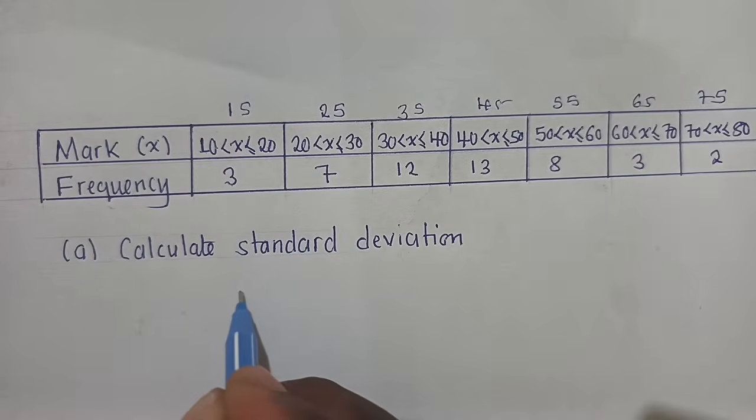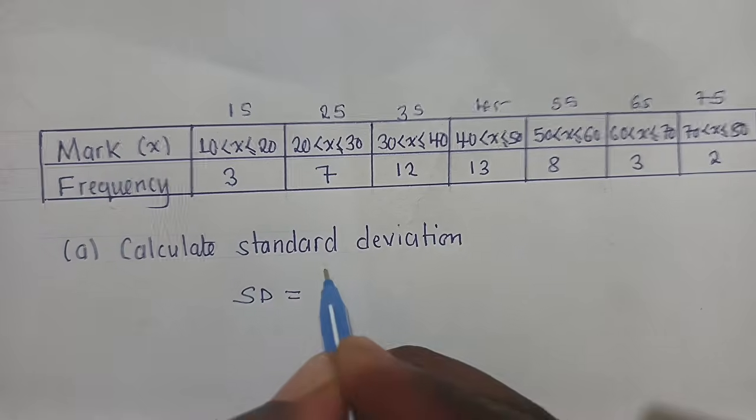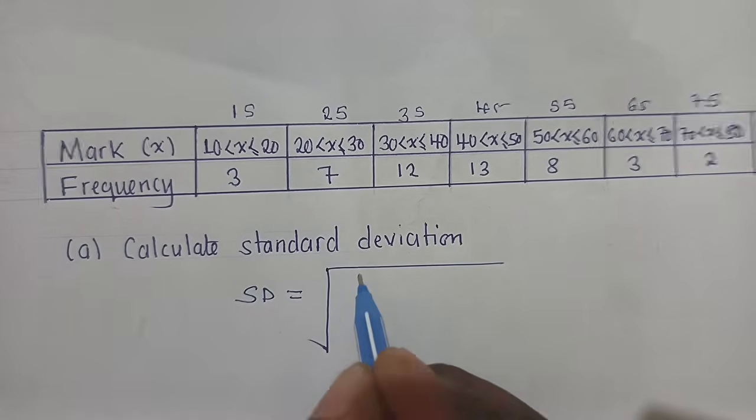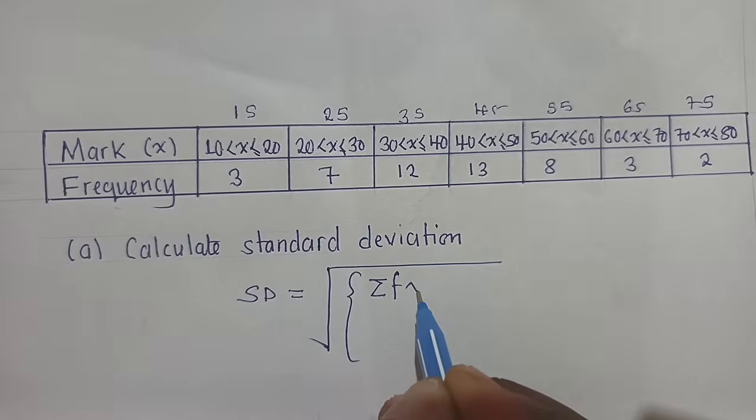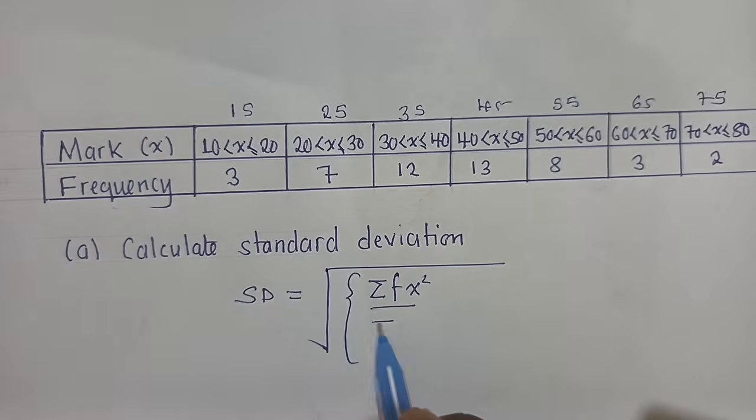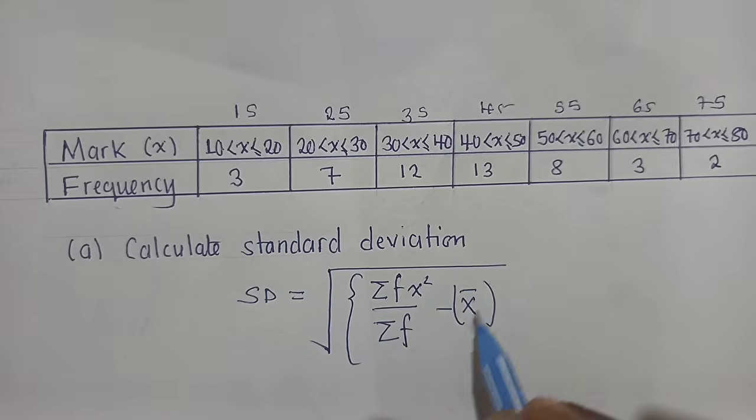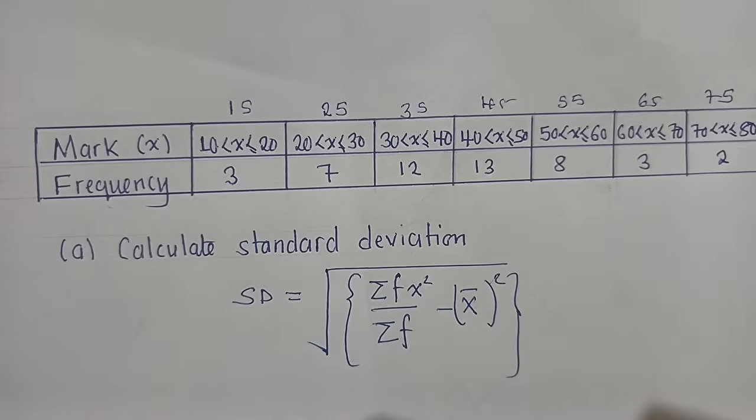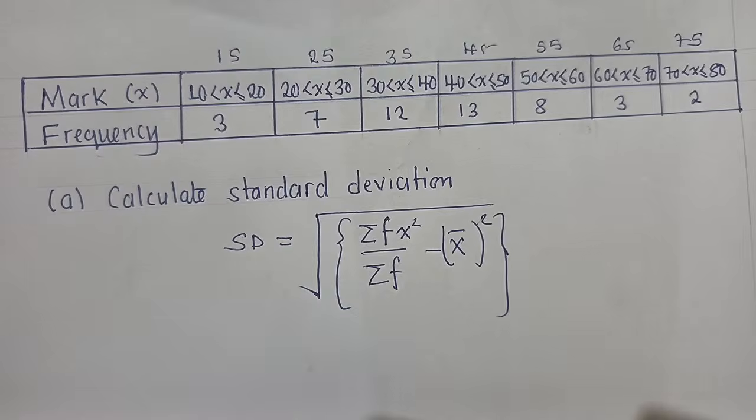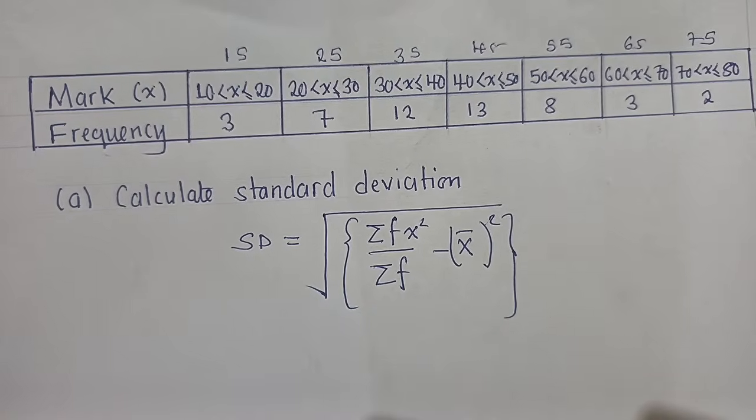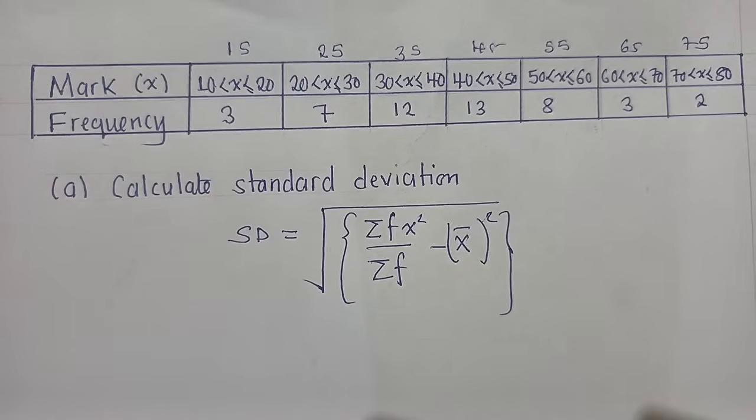Once you find those midpoints, you can now go to the formula for standard deviation. The formula looks like this. Standard deviation is equal to the square root of summation of fx squared over summation of f, minus x bar squared. This should not intimidate you. You are given this formula. Even if you don't master it, you can still find it in the question paper.